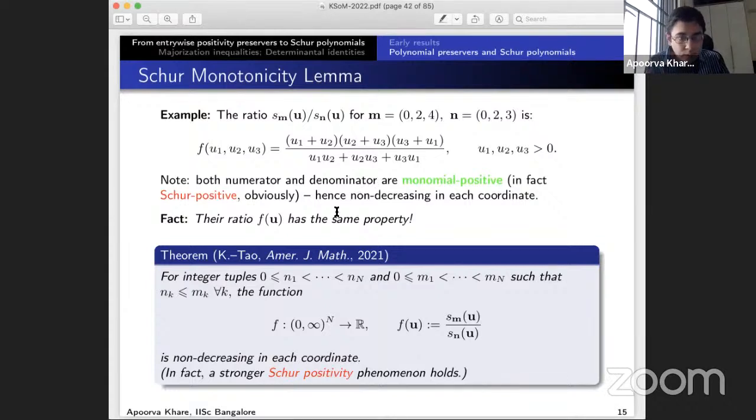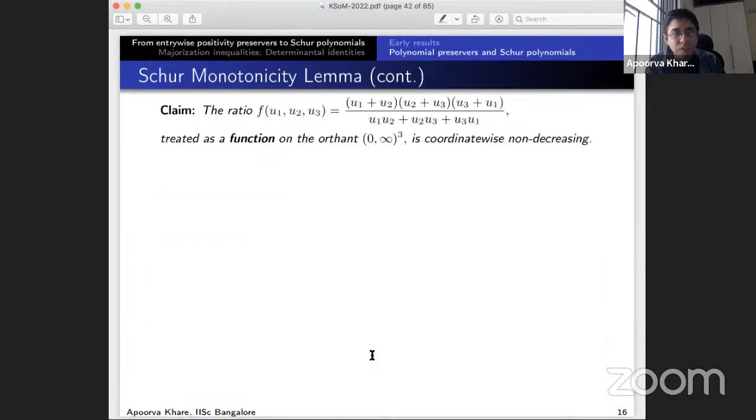And this is sort of the main technical underpinning of our results. Take any number of course, integer powers, so long as n_k is less than or equal to m_k, this function is non-decreasing in each coordinate. And in fact, a stronger Schur positivity phenomenon holds, which I want to tell you about. So really, this talk is about Schur polynomials. Let me tell you how they show up, not just in this numerator and denominator, but in the proof.